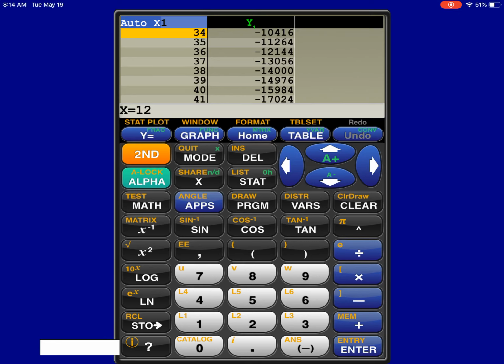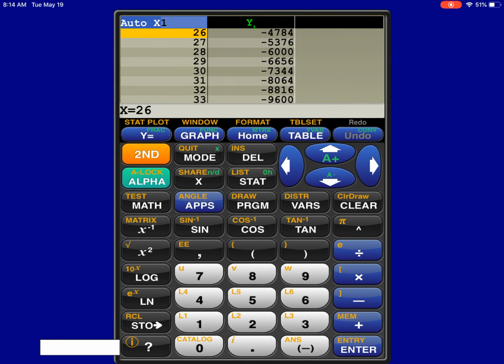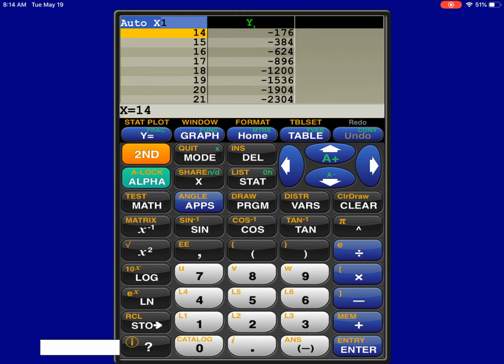Now, these points are obviously bad. They're not going in the right direction. So we have two choices. We can scroll until we start getting repeats, which might take all day, or we can go to table set, which is above it.